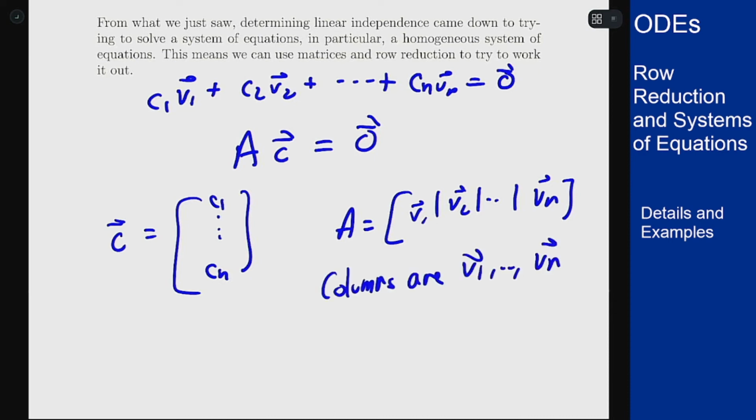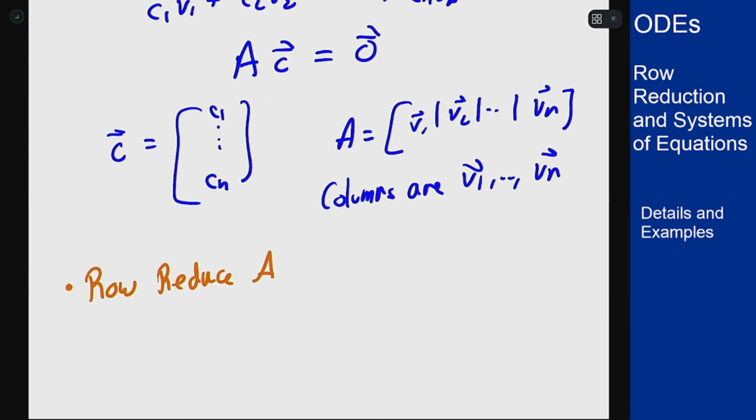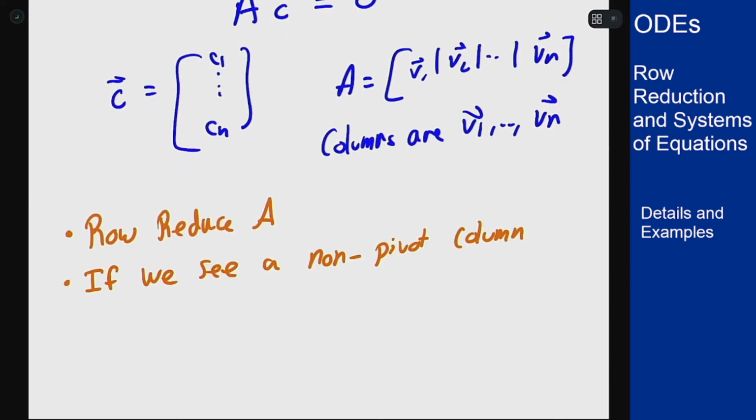And so what this really comes down to, as we saw before, is just this matrix A. The C here is kind of unimportant. It's the variable we're trying to solve for, but it's not an integral part of the problem. The integral part of the problem that tells us what's going on here is the matrix A. What we can do is row reduce the matrix A and see what happens. And we get A by putting the vectors V into the columns of this matrix. Now what we're looking for here is non-pivot columns.